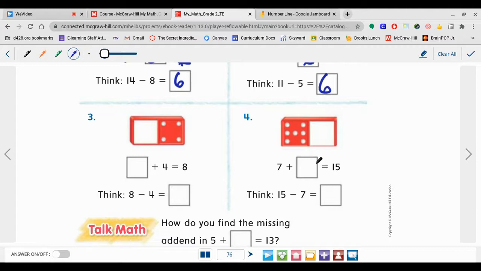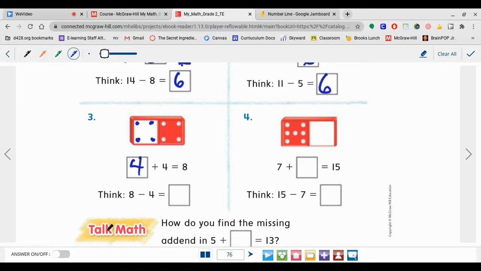For number 3, oh, they changed it up on us. They made the missing addend first, so I have something plus 4 equals 8. Well, what is that going to be? I need to start with my 4 and keep counting until I get to 8. So 4, 5, 6, 7, 8. How many dots did I have to draw? I needed 1, 2, 3, 4. So 4 plus 4 equals 8.